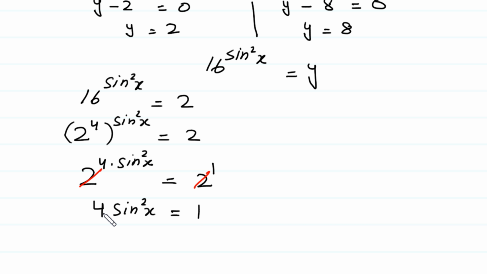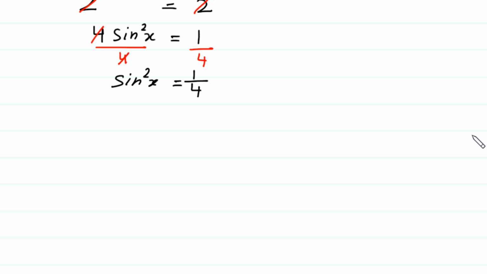Now we divide both sides by 4, at left side divided by 4 and at right side divided by 4. This 4 will be cancelled with this 4 and here left sine square x is equal to 1 over 4. Next we take square root on both sides. At left side square root and at right side square root. This square will be cancelled with the square root and here left sine x is equal to square root of 1 over 4 is plus minus 1 over 2.